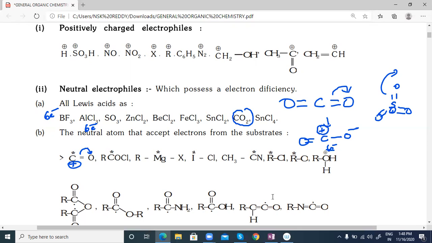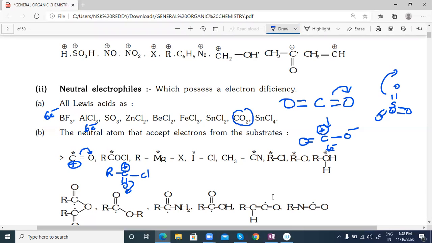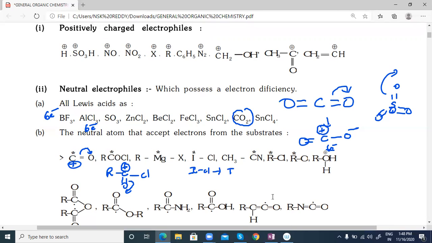And here you can find out RCOCl they're showing. RCOCl means we can write it as RC double bond OCl. Whenever this pi bond is moving, then you'll get positive character here. So wherever we are getting positive charge, those are electrophiles. ICl, you can write very clearly. ICl gives rise to I plus and Cl minus, which is positive character on I. That is the reason this is called an electrophile.